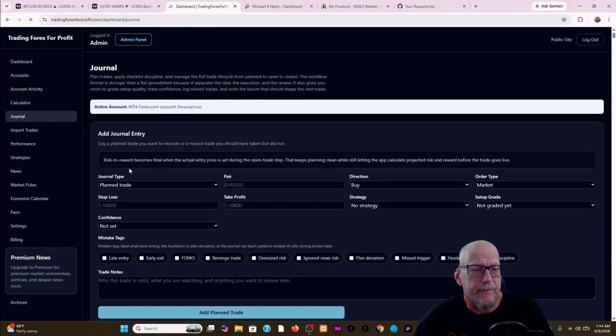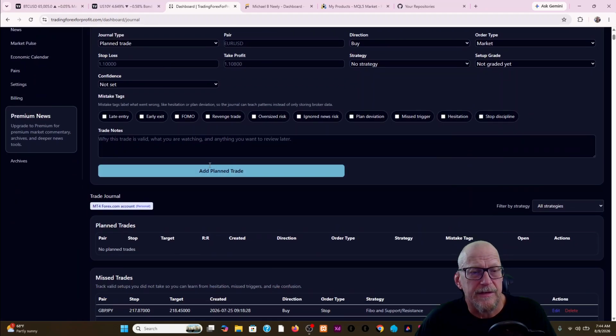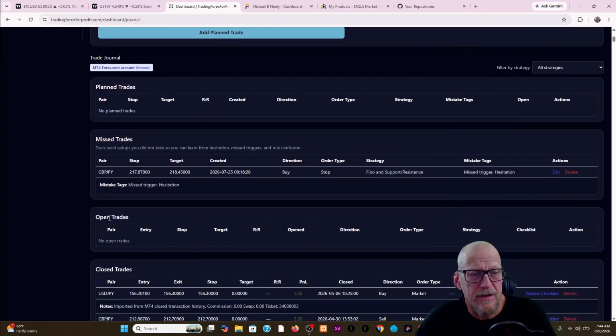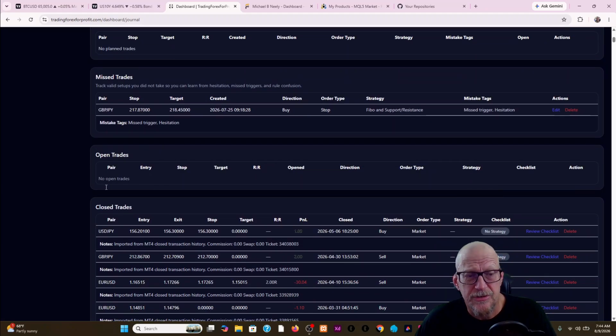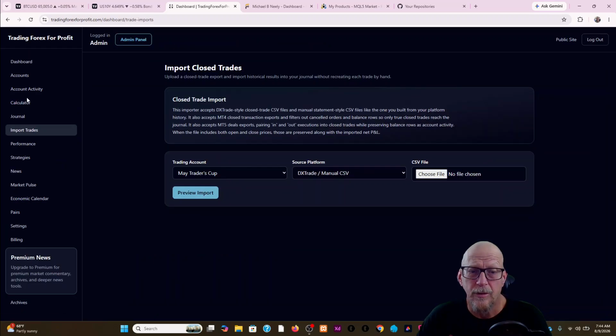So you can have a planned trade or a missed trade on the first two, because we always plan our trades, and then we move to the closed missed trades, the open trades when we execute the trade, and the closed trades after it's done. And if you upload your trading history right here through import trades, you can do that by CSV. It does require a few technical skills.